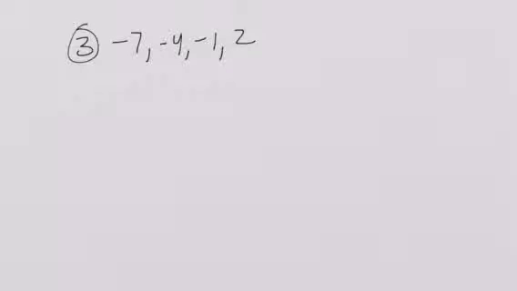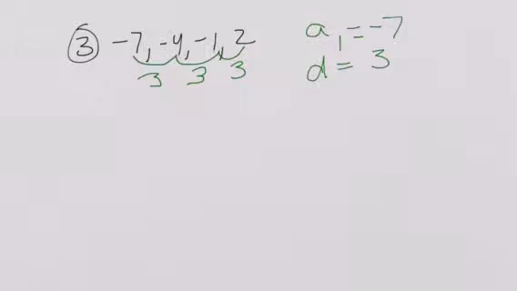Okay, try another one. Our common difference here is positive 3. Common difference here is positive 3. So negative 7 plus 3 is negative 4. Negative 4 plus 3 is negative 1. Negative 1 plus 3 is 2. So our first term is going to be negative 7. Our common difference is going to be 3.